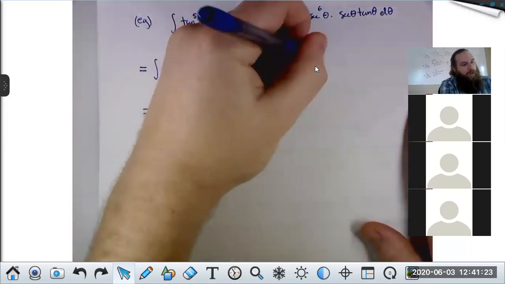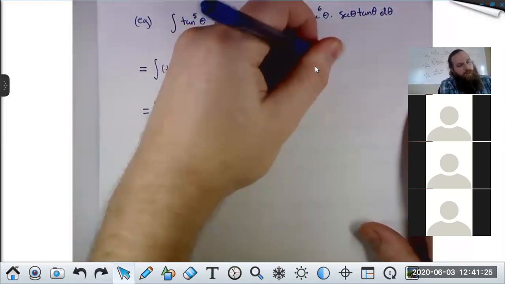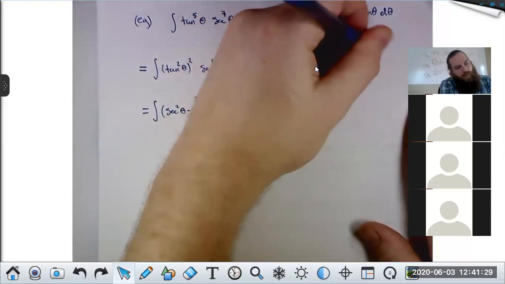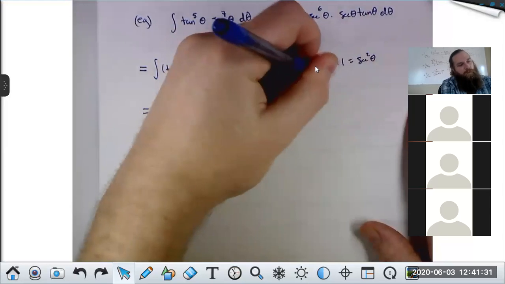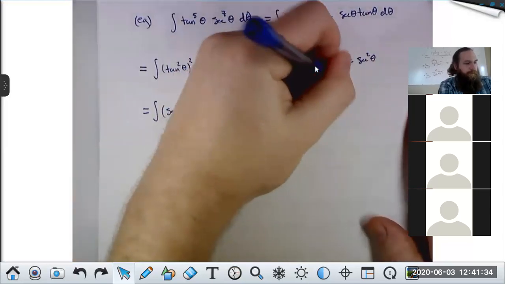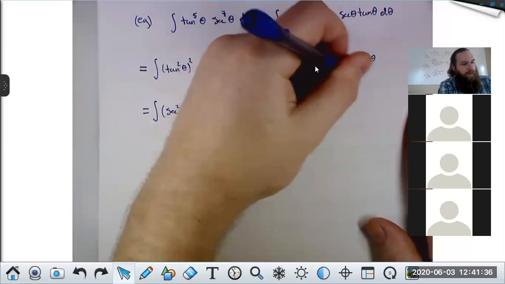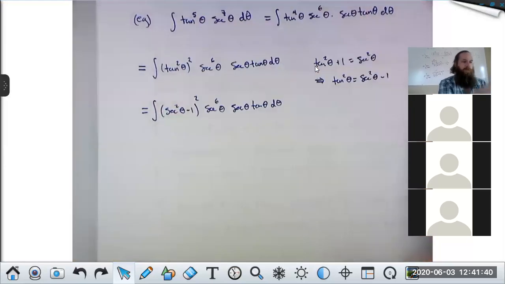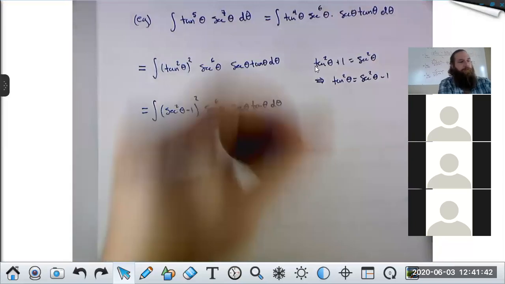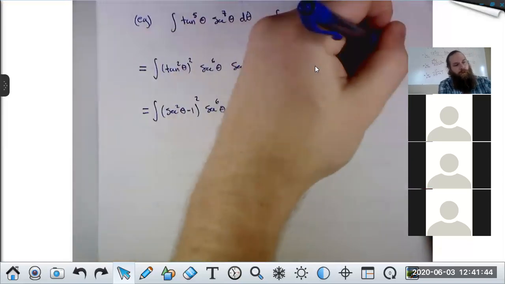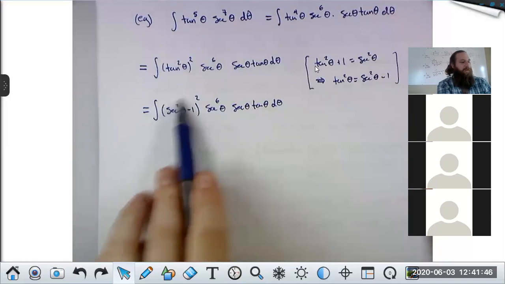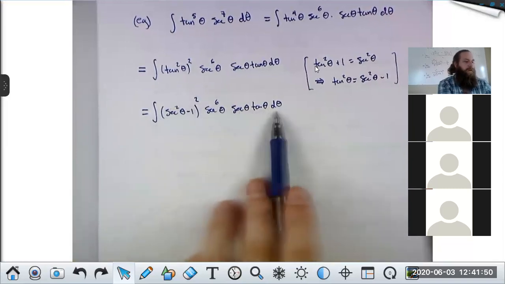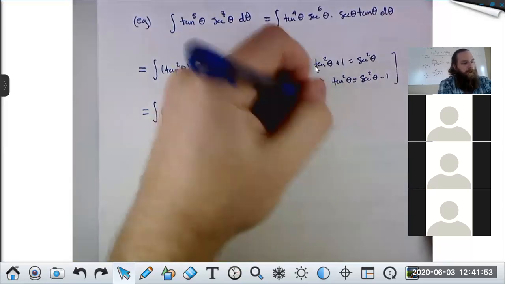There I'm using the Pythagorean identity. Right? Now that I have this as a bunch of stuff only involving the secant function times secant theta tangent theta, I can make my substitution.